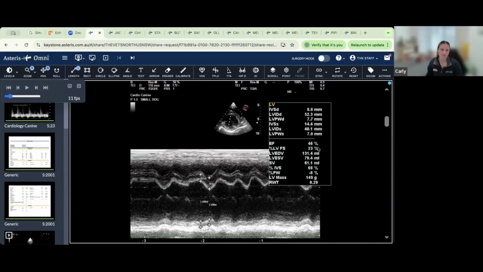We usually say about 28 to 45%. So this is the dog that we looked at earlier that Julian, you identified looked like it had slightly reduced contractility. This has got a fractional shortening of 23%. So really consistent with a DCM phenotype.